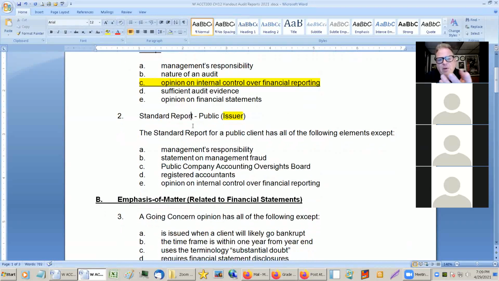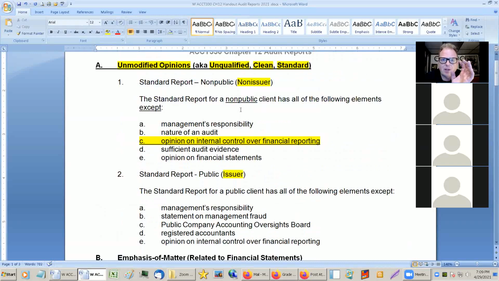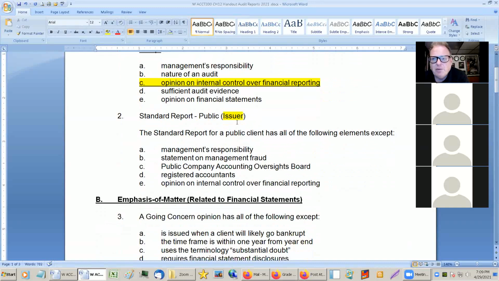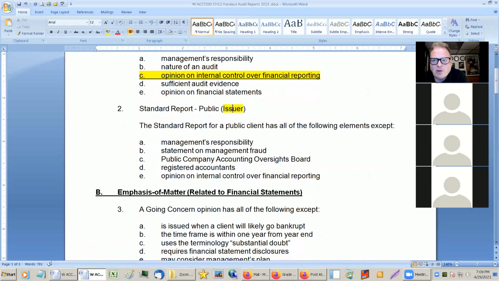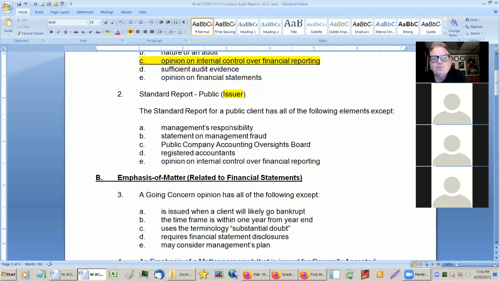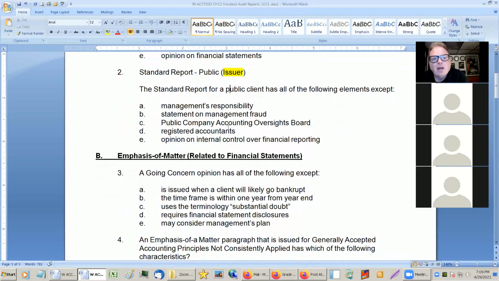And again, by the way, in the CPA exam, they use non-issuer and issuer all the time. That's the new thing. So you'll see that rather than public or not public. And issuer is sort of short for being required to issue statements with the Securities and Exchange Commission. So they call them issuers. Okay.